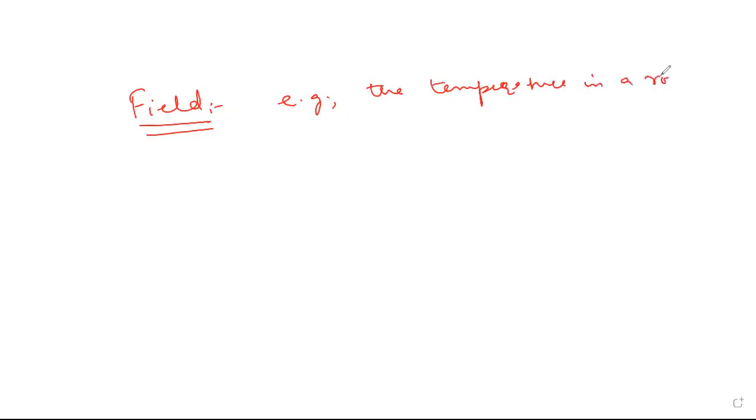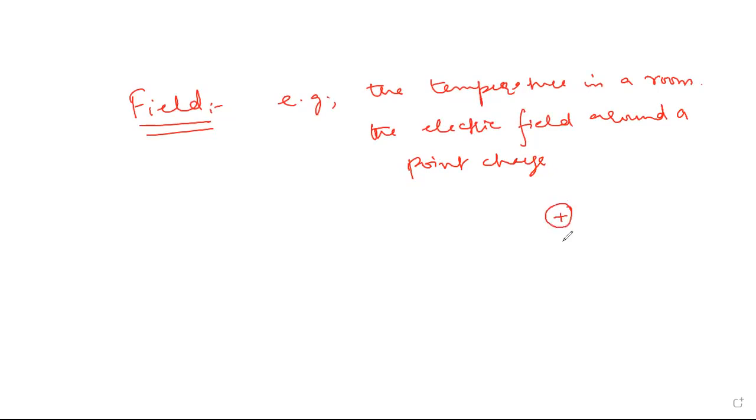Temperature in a room is a field. It has different values at different points in space. Similarly, the electric field around a point charge is a field. As you know, if we have some point charge, positive, it can be negative as well.